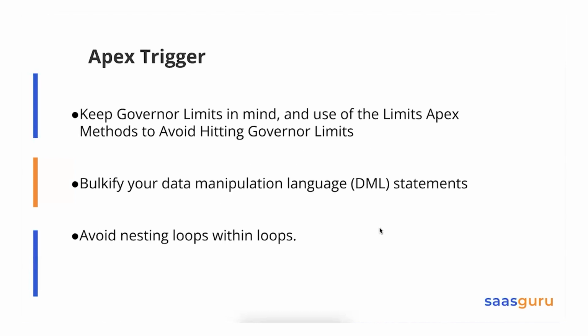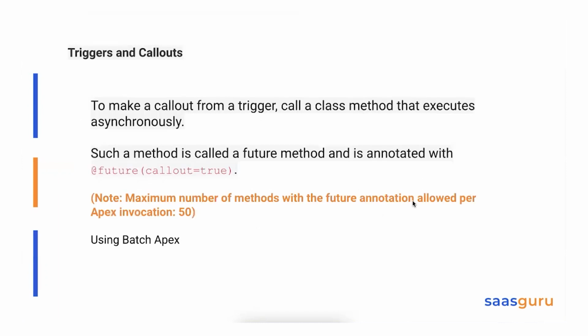Always keep governor limits in mind, otherwise your program will be terminated. If you are going to hit the governor limits, you should always use the DML statements in the bulkified way and avoid the nested for loop. I think this is a common message.